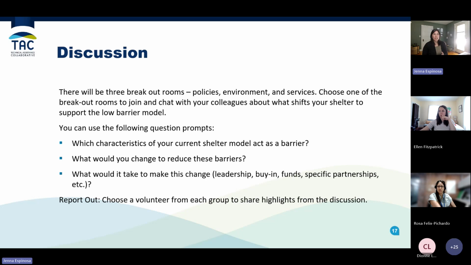Do you need funding? Do you need a specific partnership? Do you need leadership to really spearhead something? Do you need buy-in from certain people in your community? Like, what would it take for you to be able to reduce that barrier? And it might be really simple. It might just be like, we just need to work to examine our policies and test something out.